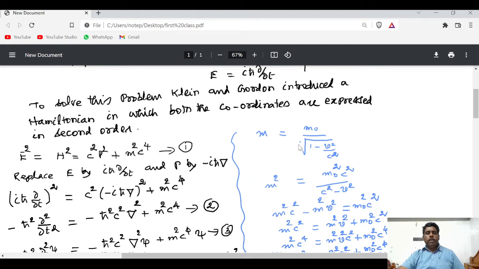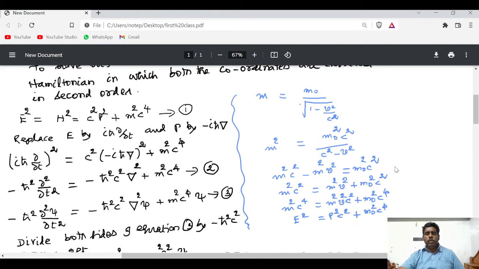This Hamiltonian is derived from the variation of mass with velocity equation, where m is equal to m0 divided by root of 1 minus v square by c square. Squaring on both sides, we can get the equation of this form. Then if you cross multiply, m square c square minus m square v square is equal to m0 square c square. Then m square c square is equal to m square v square plus m0 square c square. Multiply the above equation by c square on both sides, we can get m square c power 4 is equal to m square v square c square plus m0 square c power 4.